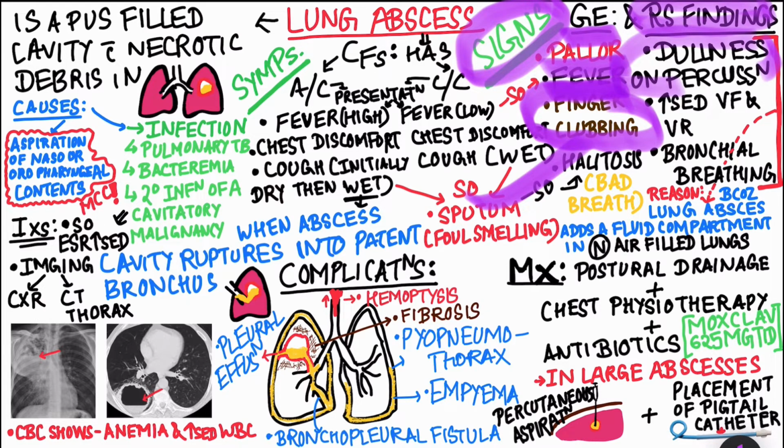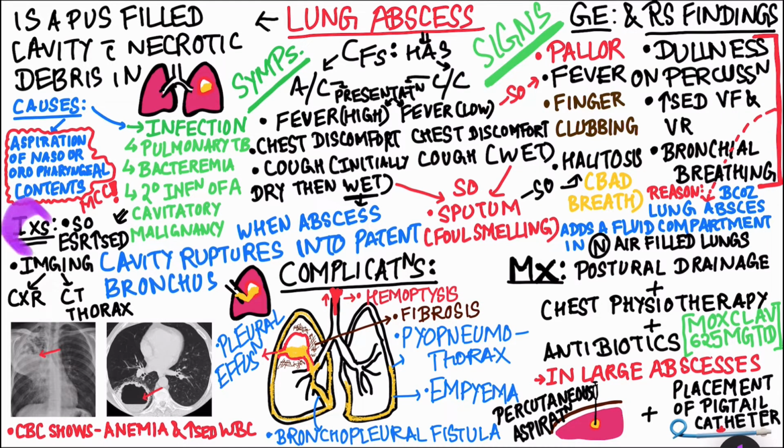Then there will be increased vocal fremitus and increased vocal resonance. Then we can also get bronchial breathing. The reason for all these three findings is the same: lung abscess adds a fluid compartment in the normal air-filled lungs. As a result, on percussion we get dullness, there is increased vocal fremitus, there is increased vocal resonance, and we get bronchial breathing also.